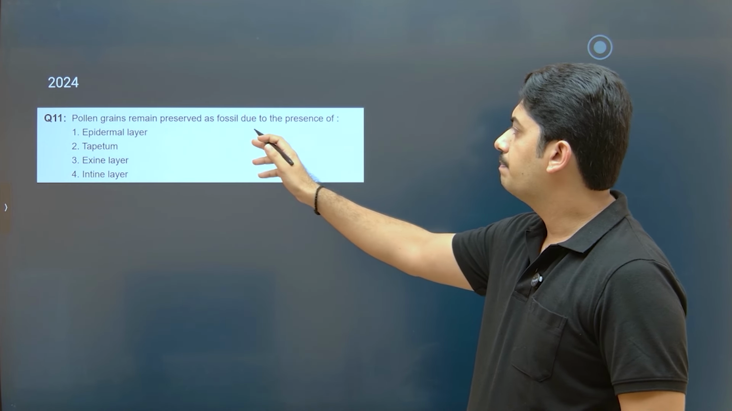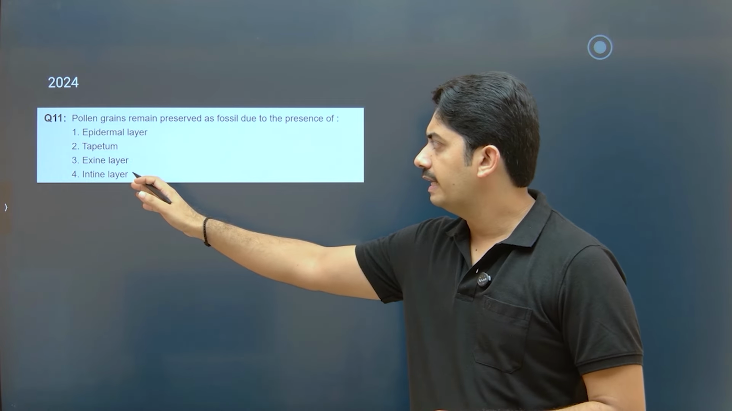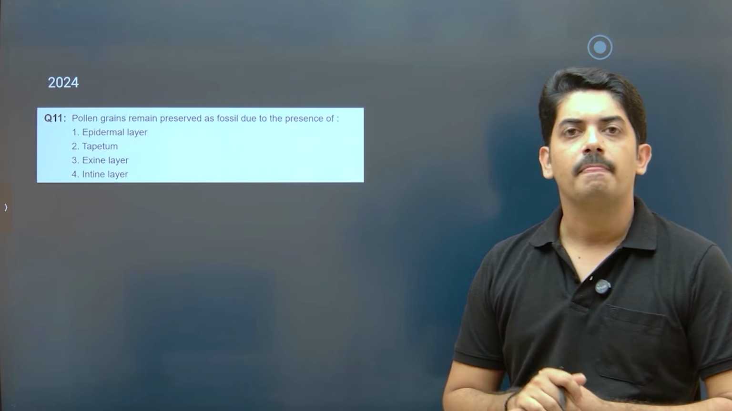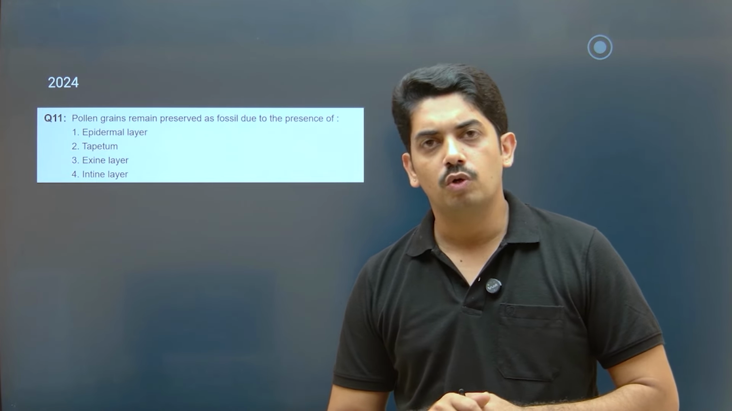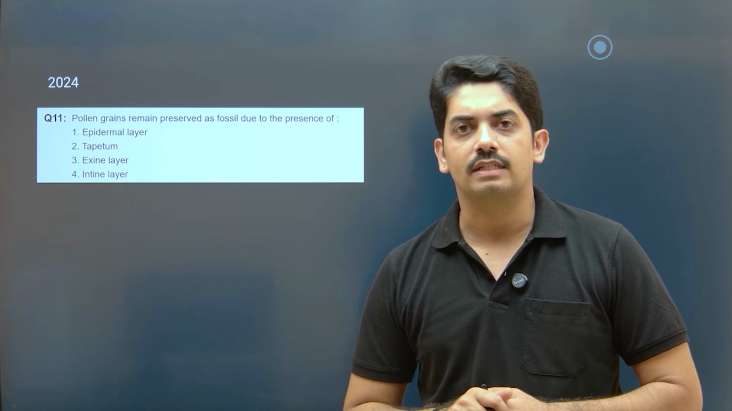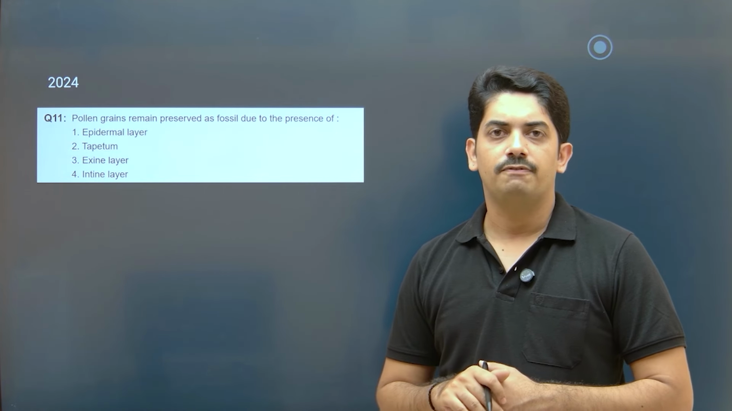Pollen grains remain preserved as fossils due to the presence of epidermal layer, tapetum, exine layer, intine layer. This we studied in detail. Actually, exine is made up of sporopollenin, which is indestructible. Because of that reason, pollen can be preserved as fossils.